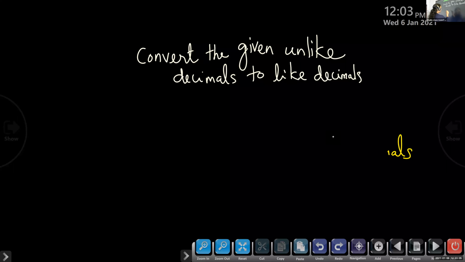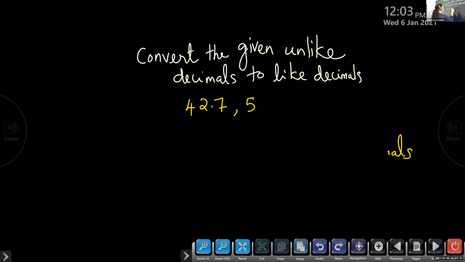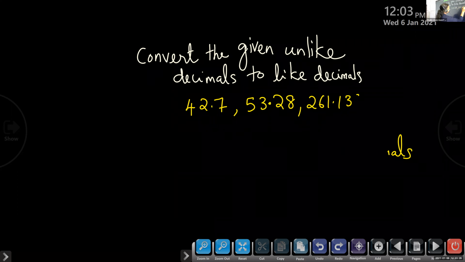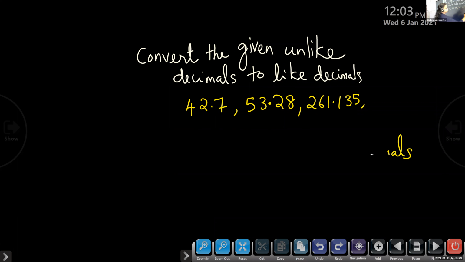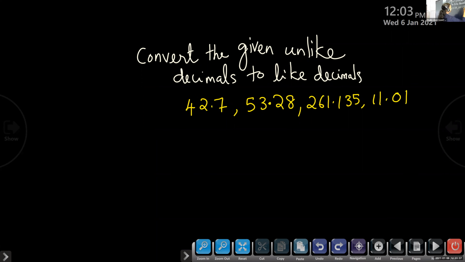Okay, question number: 42.7, 53.28, 261.135, and one more number, 11.01. So how many decimal numbers do we have here? 1, 2, 3, 4.